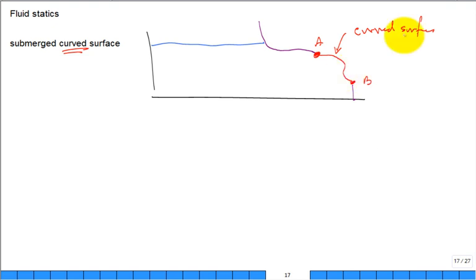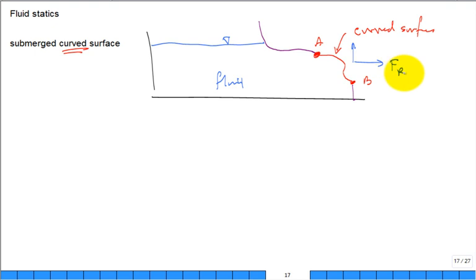What would be on top of the surface? Well, it's hard to know, but it could be solid, it could be rock, it could be air. But what I want to do is calculate the net force that the fluid, this is the fluid down here, exerts on that submerged curved surface, right? So it's going to try and push it that way and that way. Push it up and push it over. True?